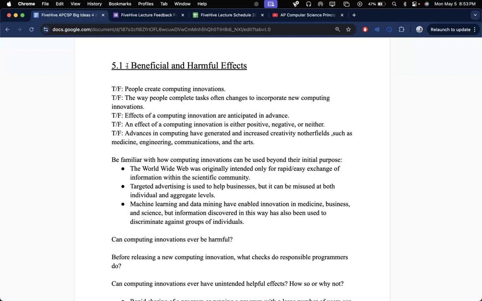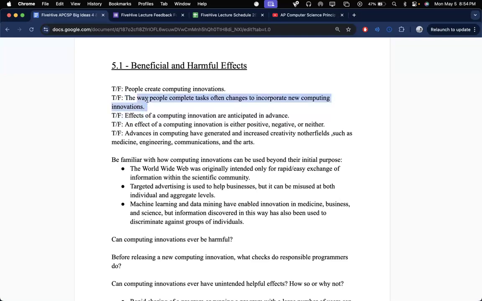All right, so 5.1. True or false? People create computing innovations. What do you guys think? True, right? People can, yes, it's gonna be true. It's gonna be true because we were the ones that created computers, the internet, all that stuff, right? All right, true or false?